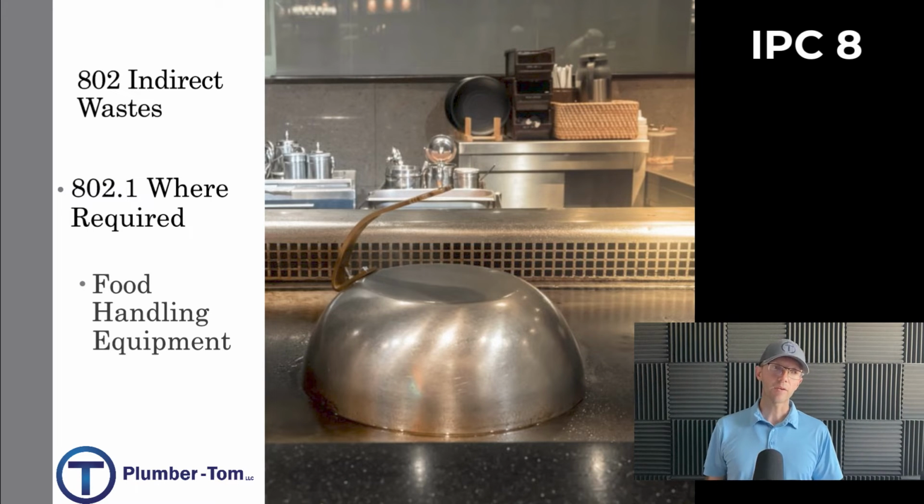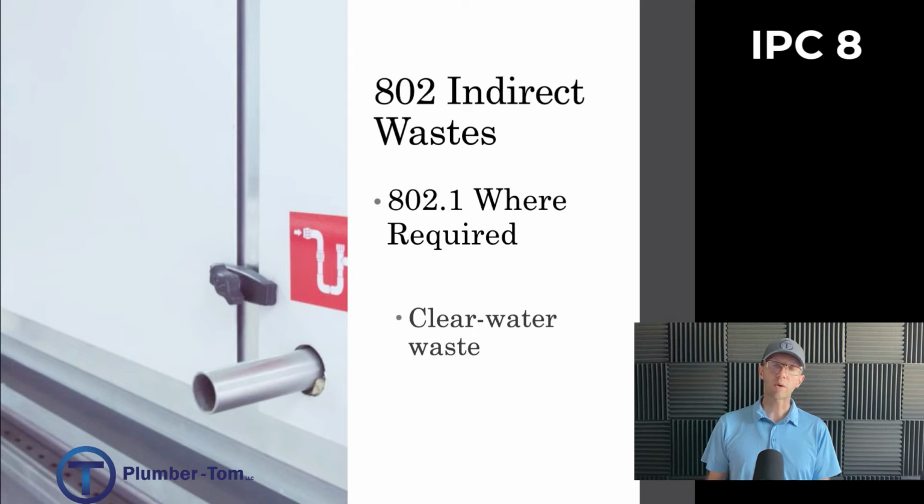Let's go on to section 802, where we look specifically at these indirect wastes and where they are required. I'm going to go through a number of these scenarios that are listed, starting with food handling equipment. Indirect wastes are most commonly seen in commercial kitchens, meaning like restaurant kitchens, other large cafeterias, anywhere you've got all that stainless steel sinks, countertops, and cooktops and everything for mass production of food. We're going to protect those. So anything food handling.